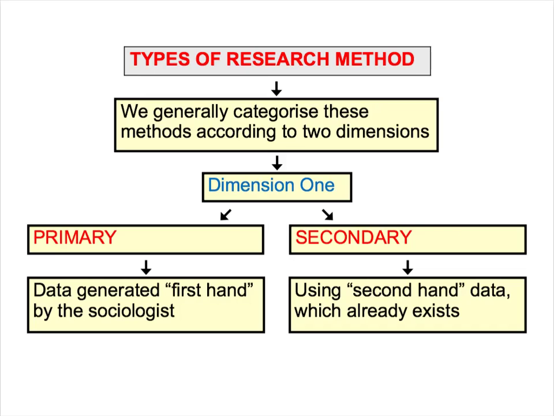Secondary data, on the other hand, refers to information which already existed before the sociologists started their research. So, for example, that might include data from historical records or from government statistics or records.